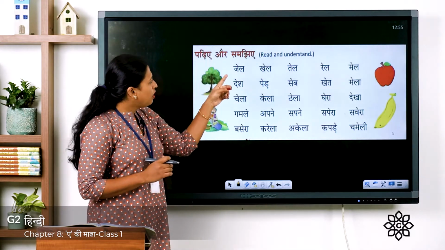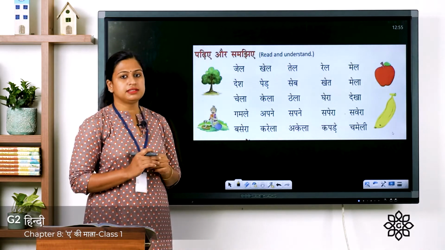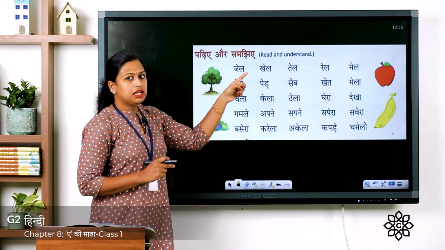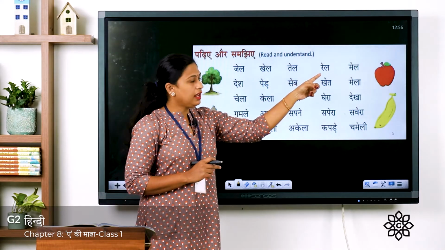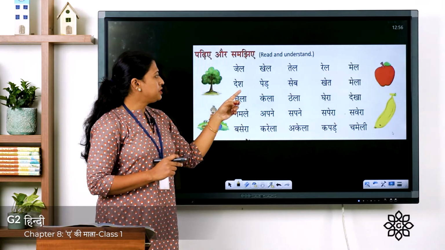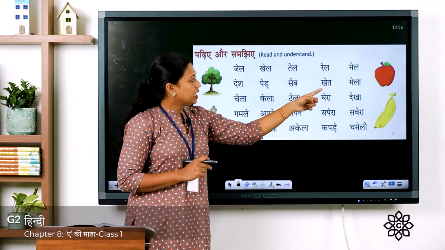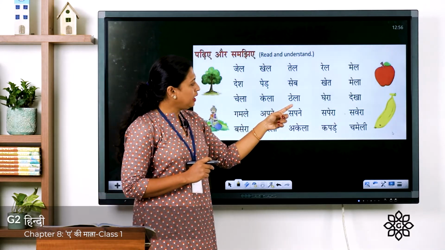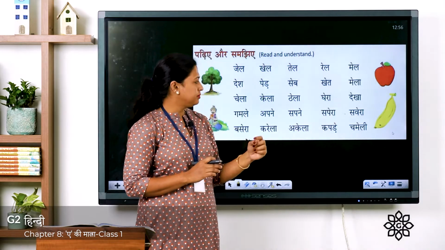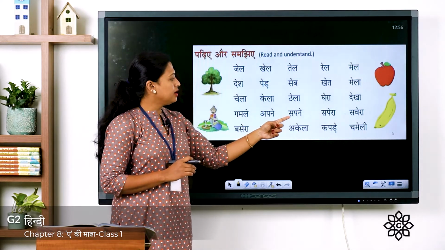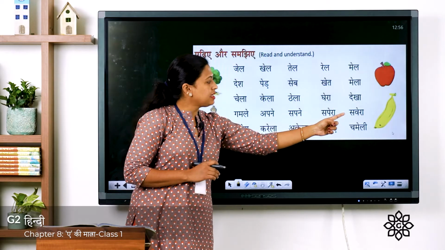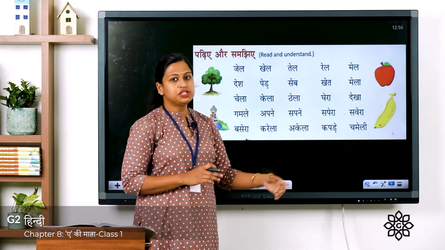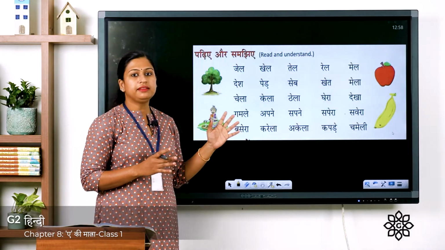So you can see on the top of every Vyanjan letters, A symbol is there. So once again, I am going to read these words for you. Jail, khel, tail, rail, mail. Desh, ped, seb, khet, mela. Next line, chela, kela, thela, ghera, dekha. Gamle, apne, sapne, sapera, savera. Basera, karela, akela, kappade, chameli. So you have to read these words.